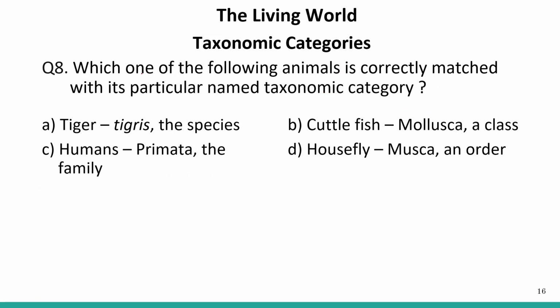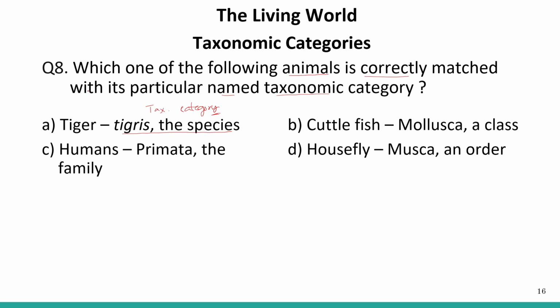The next question is, which one of the following animals is correctly matched with its particular named taxonomic category? Alright, so here they have given this category. This is the taxonomic category. And what was a taxonomic category? A rank or a group of individuals that are grouped together on the basis of their characteristic similarities and dissimilarities.